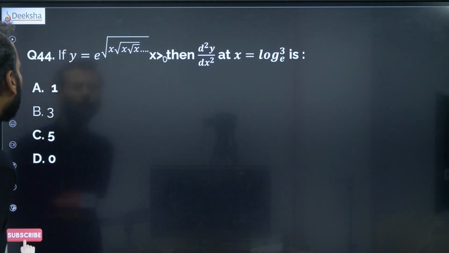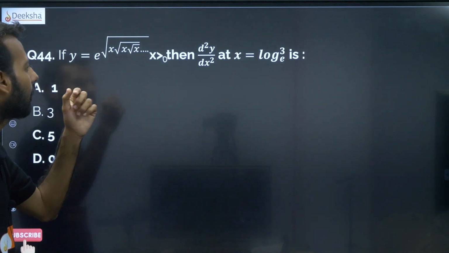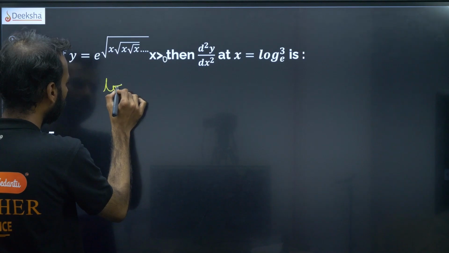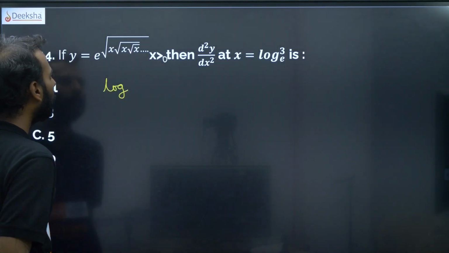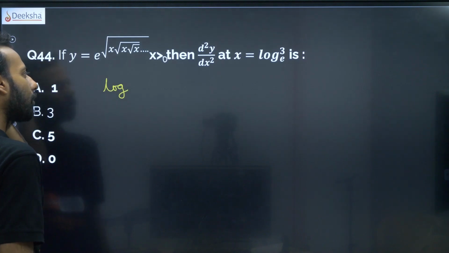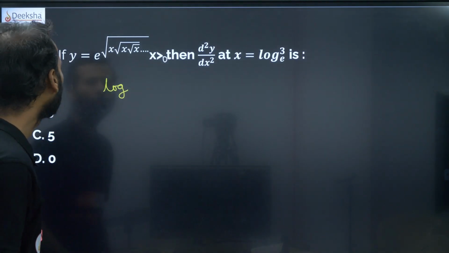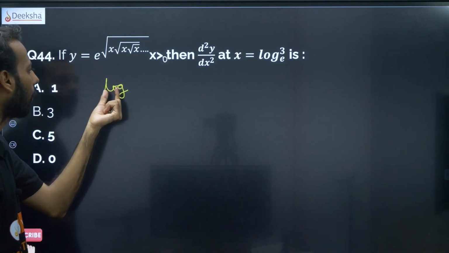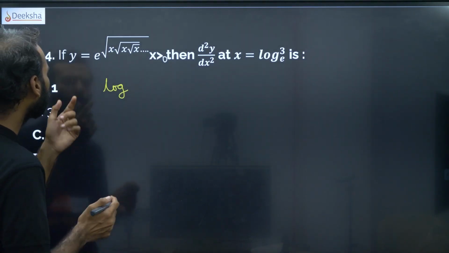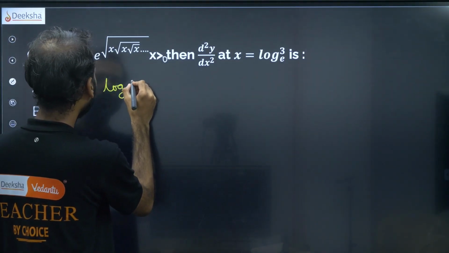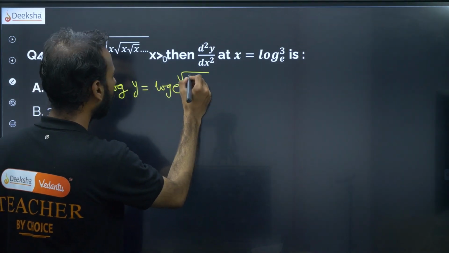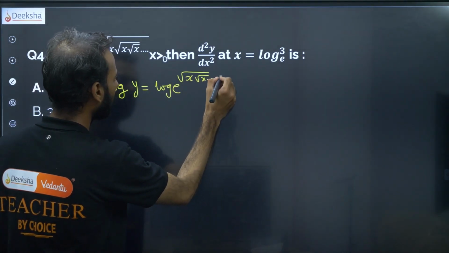Y is equal to e raised to root x, an exponential function, and they are asking to find the second derivative. If I apply log to this function, since the exponential is there with the root and everything, whenever there is an exponential function, to compensate for that, generally we apply log. Anyways, there are multiple ways to solve exponential functions also. So I will write log y is equal to log of e raised to root x.